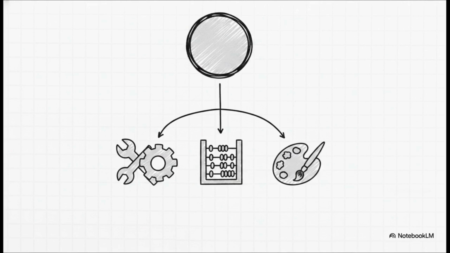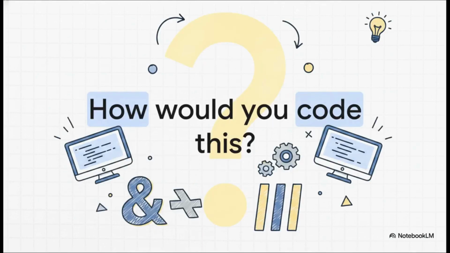Next, else if their stream is commerce and their account marks are greater than 90%, it should print eligible for BCom honors. Finally, if they enter anything else, the program should just fall back and print choose another course like arts. So the final question is, how would you actually code this? Which operators will you use to combine those conditions?